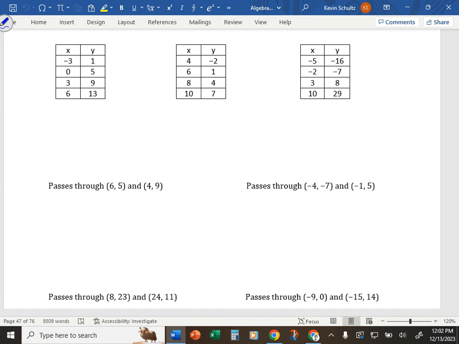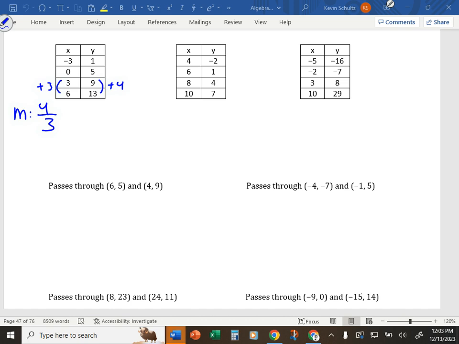So, change in y. Remember doing this? What's the change in y from 9 to 13? Positive 4. From 9 to 13, we're going up 4. What's the change in x going from 3 to 6? Up 3. Meaning our slope is 3 over 4. Oh, 4 over 3. 4 over 3.